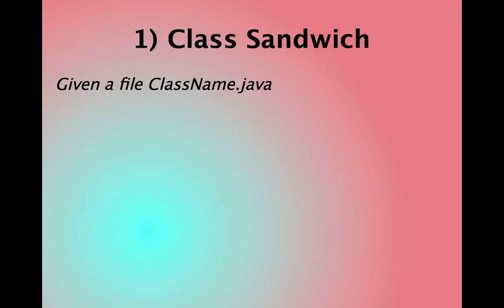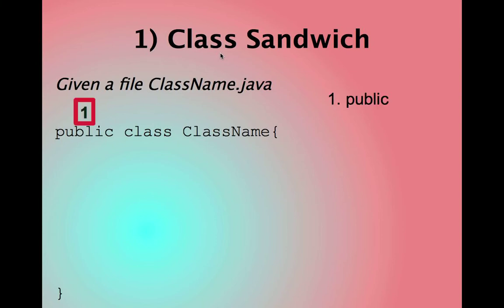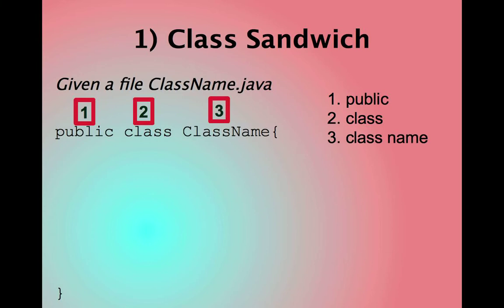We will start with what I call the class sandwich. Now let's say you have a file entitled classname.java. In this case, your class sandwich will look like this, and it will consist of 6 components. The word public, all lowercase, class, all lowercase, class name, and notice the similarity between the file name and the class name you're using inside the code. They are basically the same, with the exception that the class name inside the code will not include the .java section.